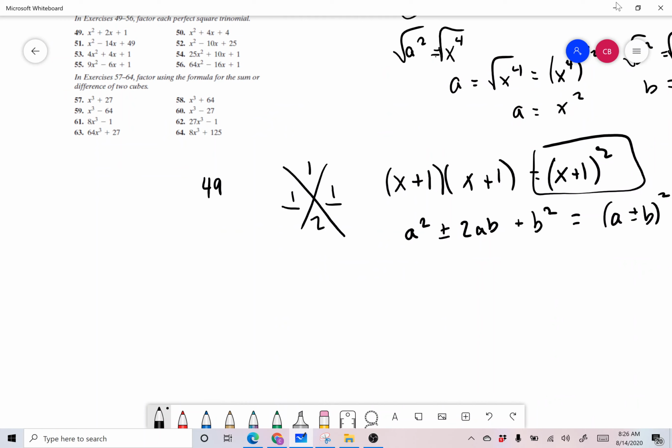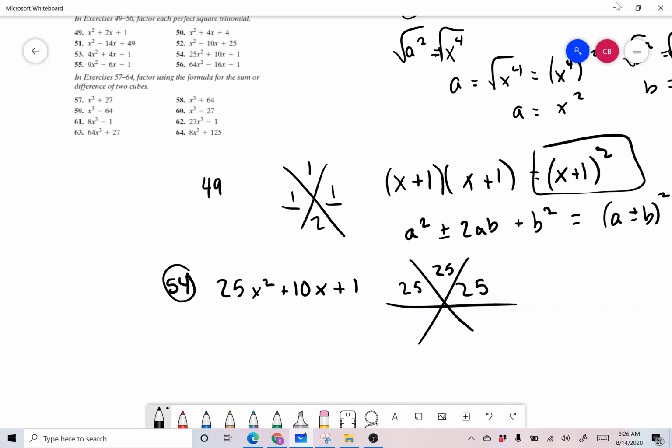Let's do the next one. Sorry, 25x squared plus 10x plus 1. We do the snowflake method. 25 and 25 multiplies to 25, adds up to 10. That would be 5 and 5. Notice these match exactly. So this is 5 and 1. So this is going to equal 5x plus 1 squared.